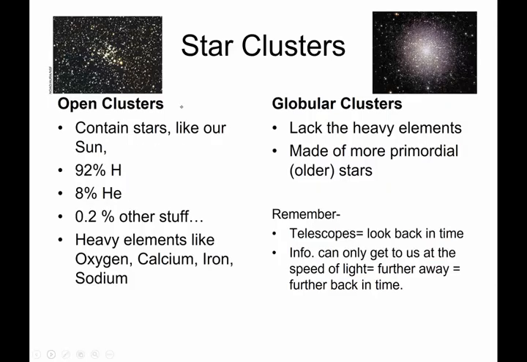So, to differentiate one last time, open clusters contain stars like ours. These are going to be younger objects in space. Right? Younger objects, meaning they have not been around as much. So open clusters are like our sun, mostly hydrogen, some helium, about 0.2% other stuff. They're going to contain elements like oxygen, calcium, iron, sodium, and some of the heavier metals.